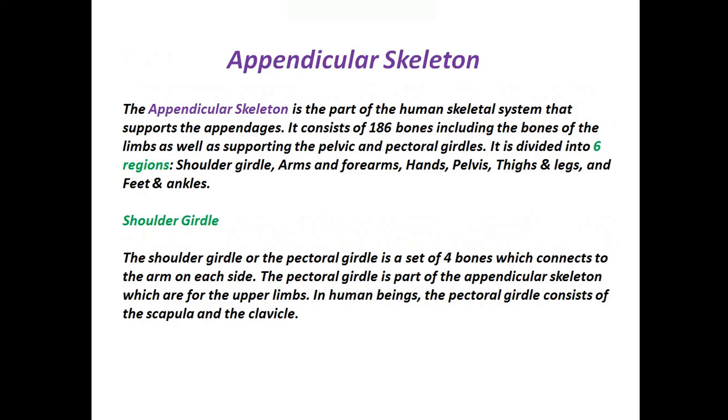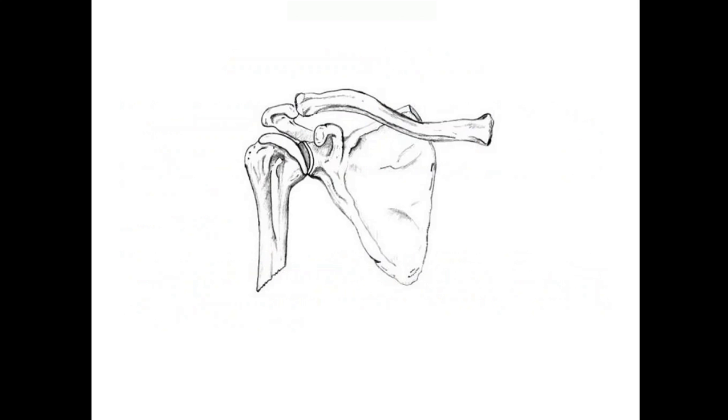The shoulder girdle or the pectoral girdle is a set of 4 bones, which connects to the arm on each side. The pectoral girdle is part of the appendicular skeleton, for the upper limbs. In human beings, the pectoral girdle consists of the scapula and the clavicle. Here's the diagram of the shoulder girdle.